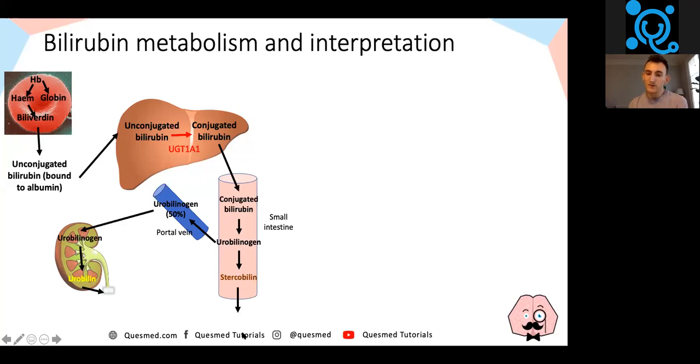And that gets passed in the feces. The other 50% of urobilinogen gets filtered out into the portal vein and then back into the systemic circulation. And then it gets filtered out by the kidneys. So urobilinogen gets converted to urobilin, which gets excreted by the kidneys. So that's kind of the bilirubin metabolism and how we can interpret bilirubin results.